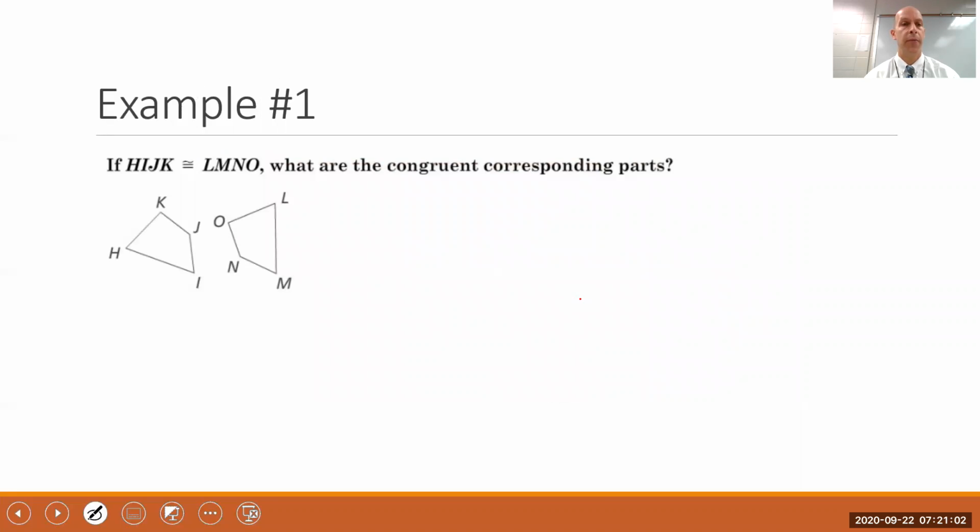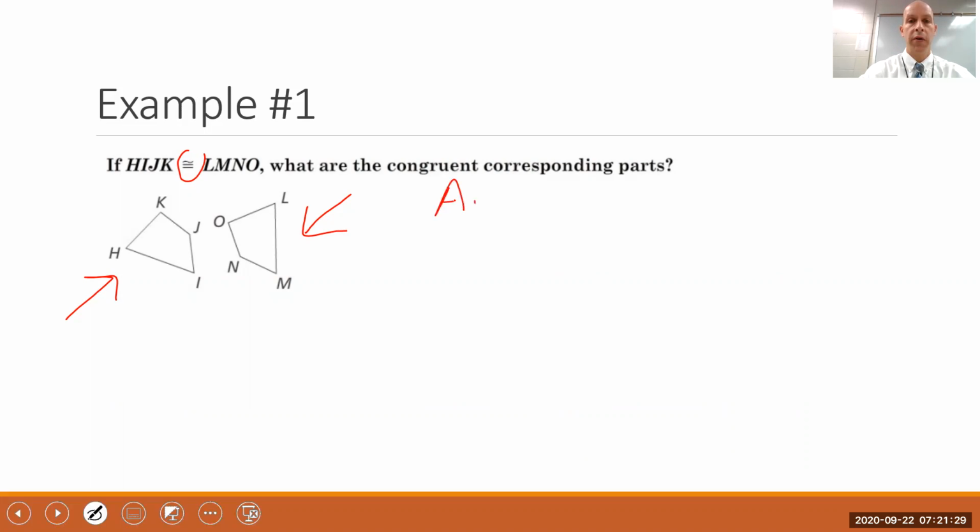So let's look at an example. It says if HIJK, that's this quadrilateral over here, is congruent to this quadrilateral here, what are the corresponding parts? This is similar to what we just looked at. There's a quadrilateral, so we're going to have 8 pairs of things. You may want to stop the video now and list them. I'm going to go ahead and start doing that right now.